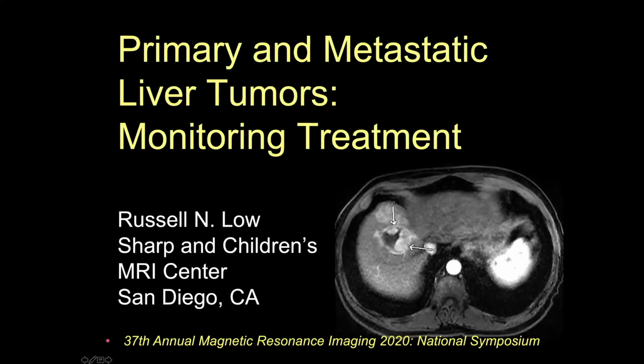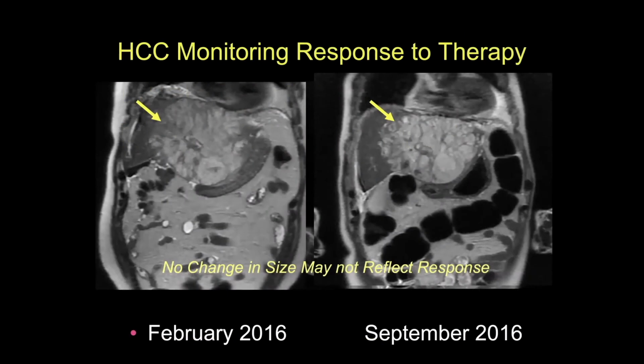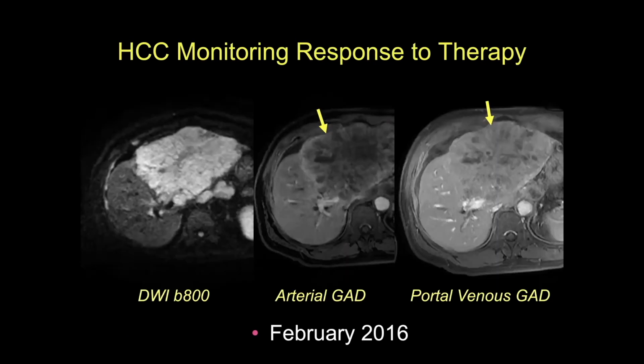Let's look at images here. This is a patient with a hepatoma, a large hepatoma in the left and right hepatic lobes. And looking between February and the following September, we can see that there has really been no significant change in this tumor. It's really quite large. That's not the result they want to hear. So we need to have other ways to evaluate this tumor beyond that.